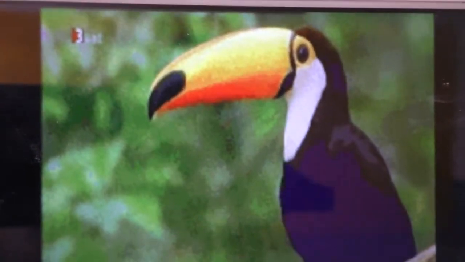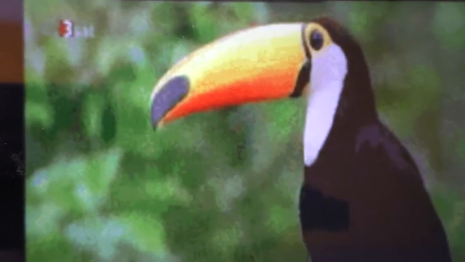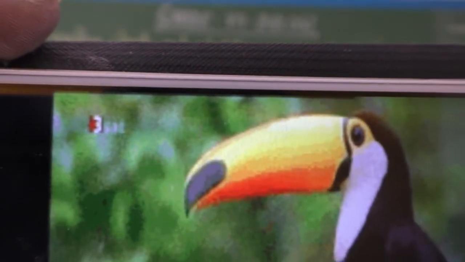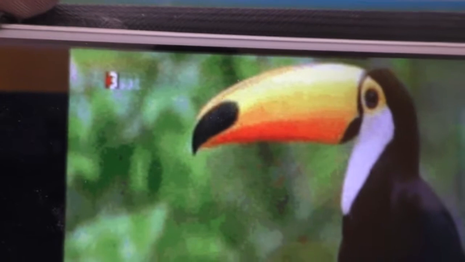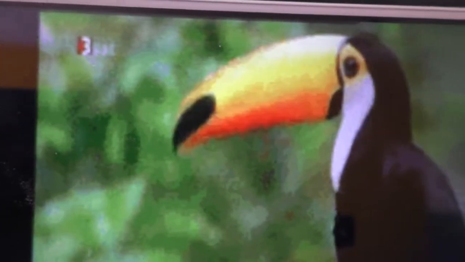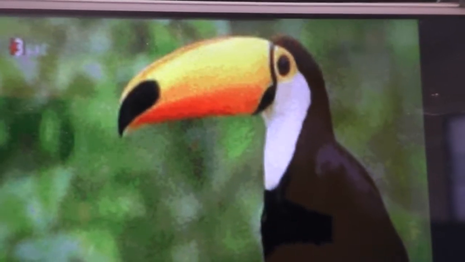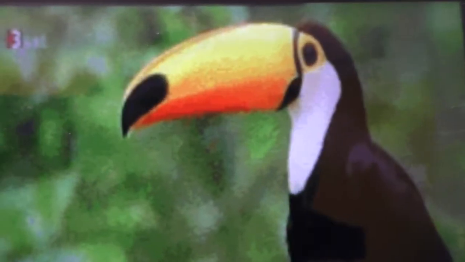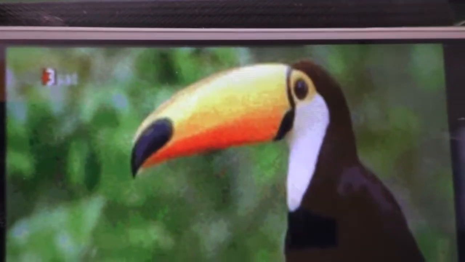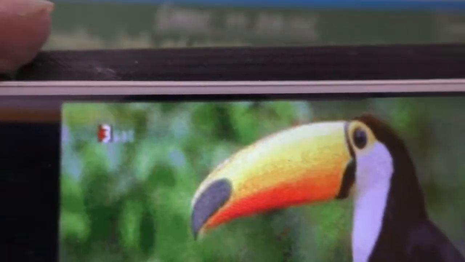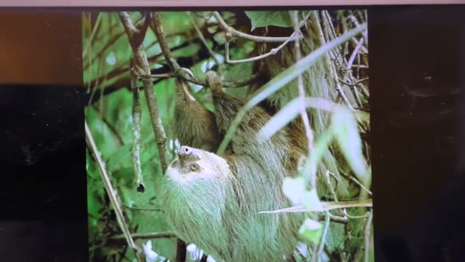What is this? Toucan. Long beak, long sharp beak. This bird is called a toucan. See, it helps it to reach the fruits on the branches. For this, the toucan's long beak helps the bird to reach the fruits hanging on the branches. Okay, so toucan, long sharp beak.